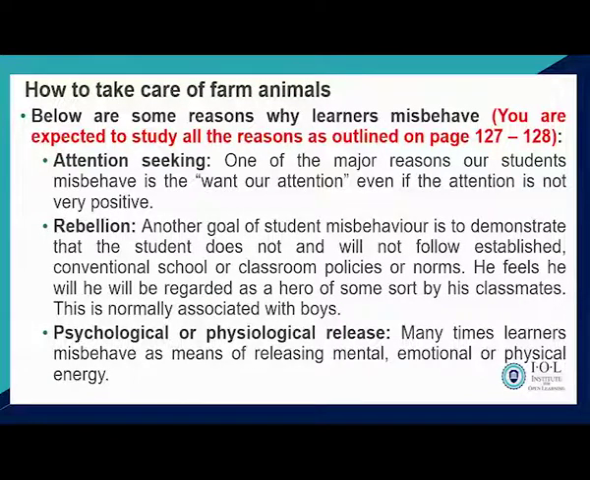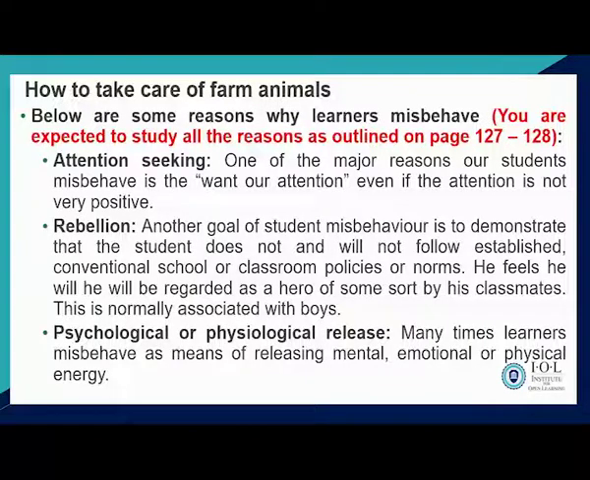Okay, so another reason is rebellion. Another goal for student misbehavior is to demonstrate that the student does not and will not follow established conventional school or classroom policies or norms. So he or she feels that they will be regarded as a hero of some sort by their classmates, and this is normally associated with boys.